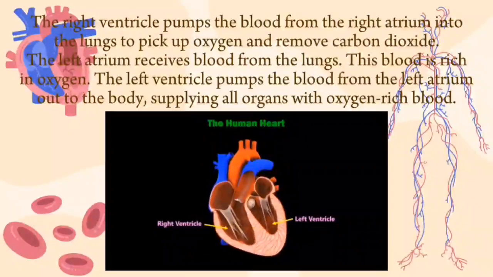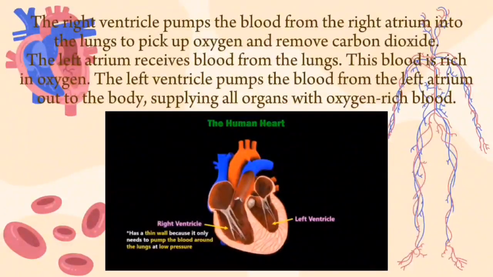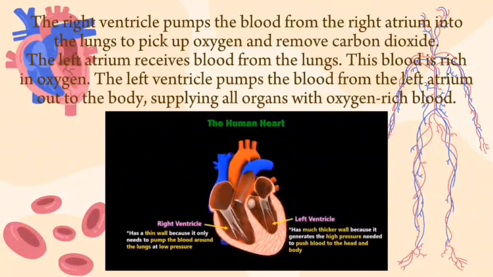The left atrium receives blood from the lungs. This blood is rich in oxygen. The left ventricle pumps the blood from the left atrium out to the body, supplying all organs with oxygen-rich blood.